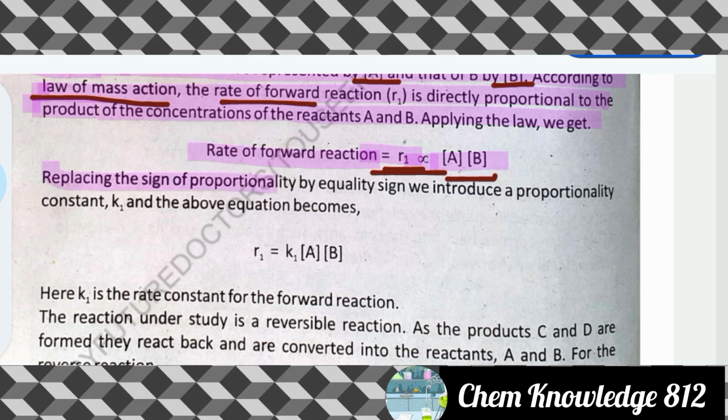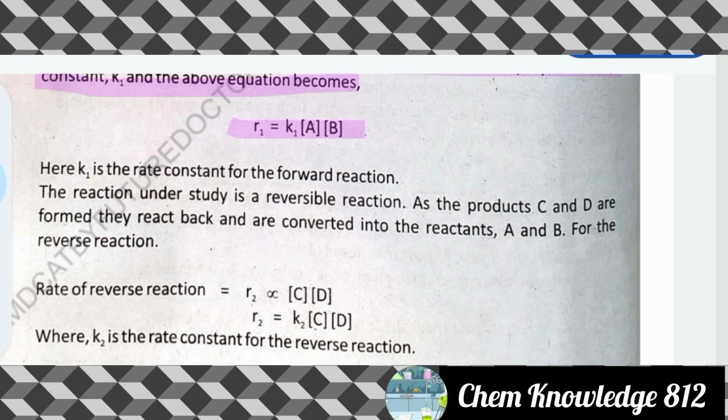Replacing the sign of proportionality by an equality sign, we introduce a proportionality constant K1, and the above reaction becomes: rate of forward reaction R1 is equal to K1 into the product of A and B. Here K1 is the rate constant for the forward reaction. The reaction under study is a reversible reaction, as the products C and D formed can react back and are converted into reactants A and B in the reverse reaction. So the rate of reverse reaction will be directly proportional to the product of C and D, so this is equal to K2 into C and D.